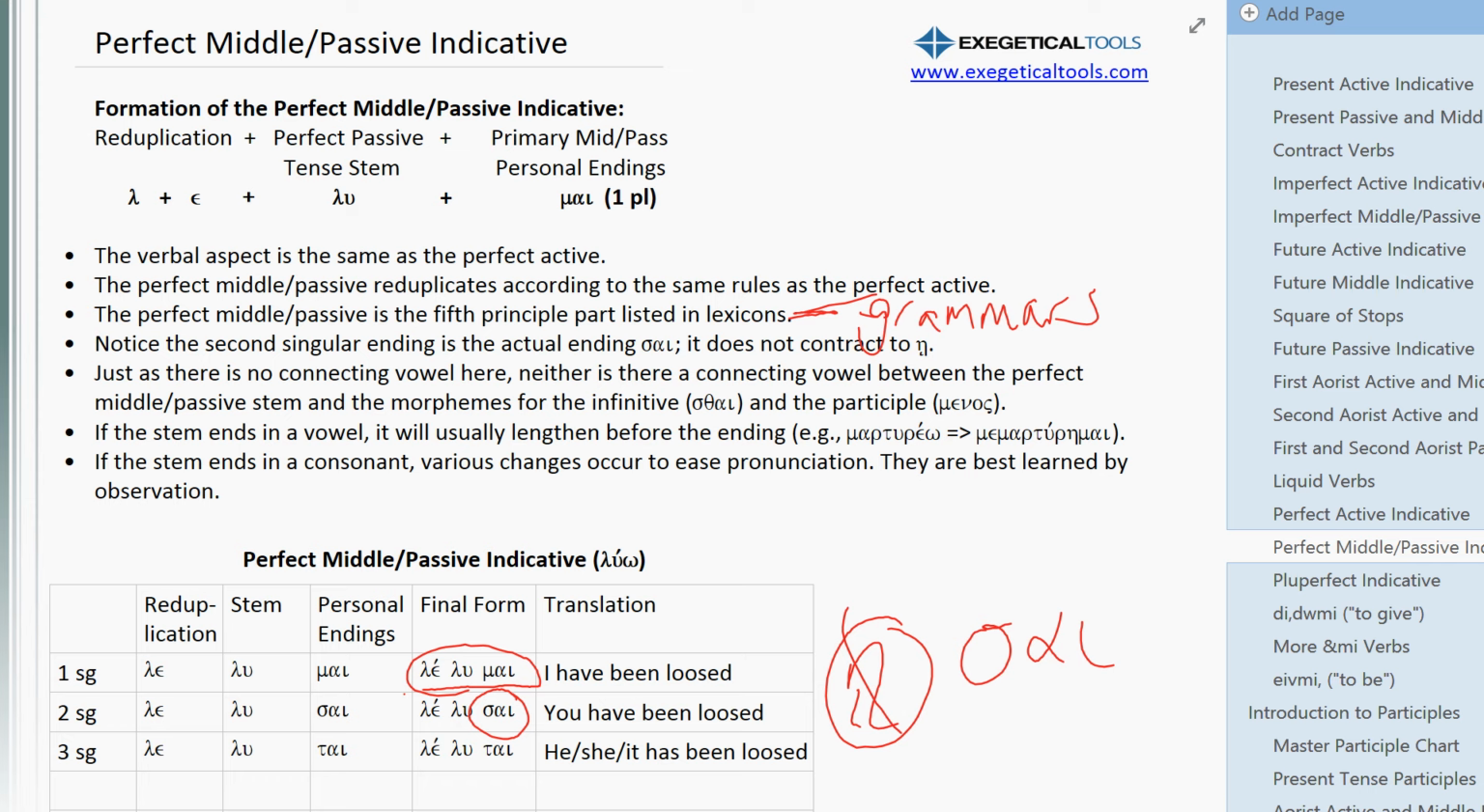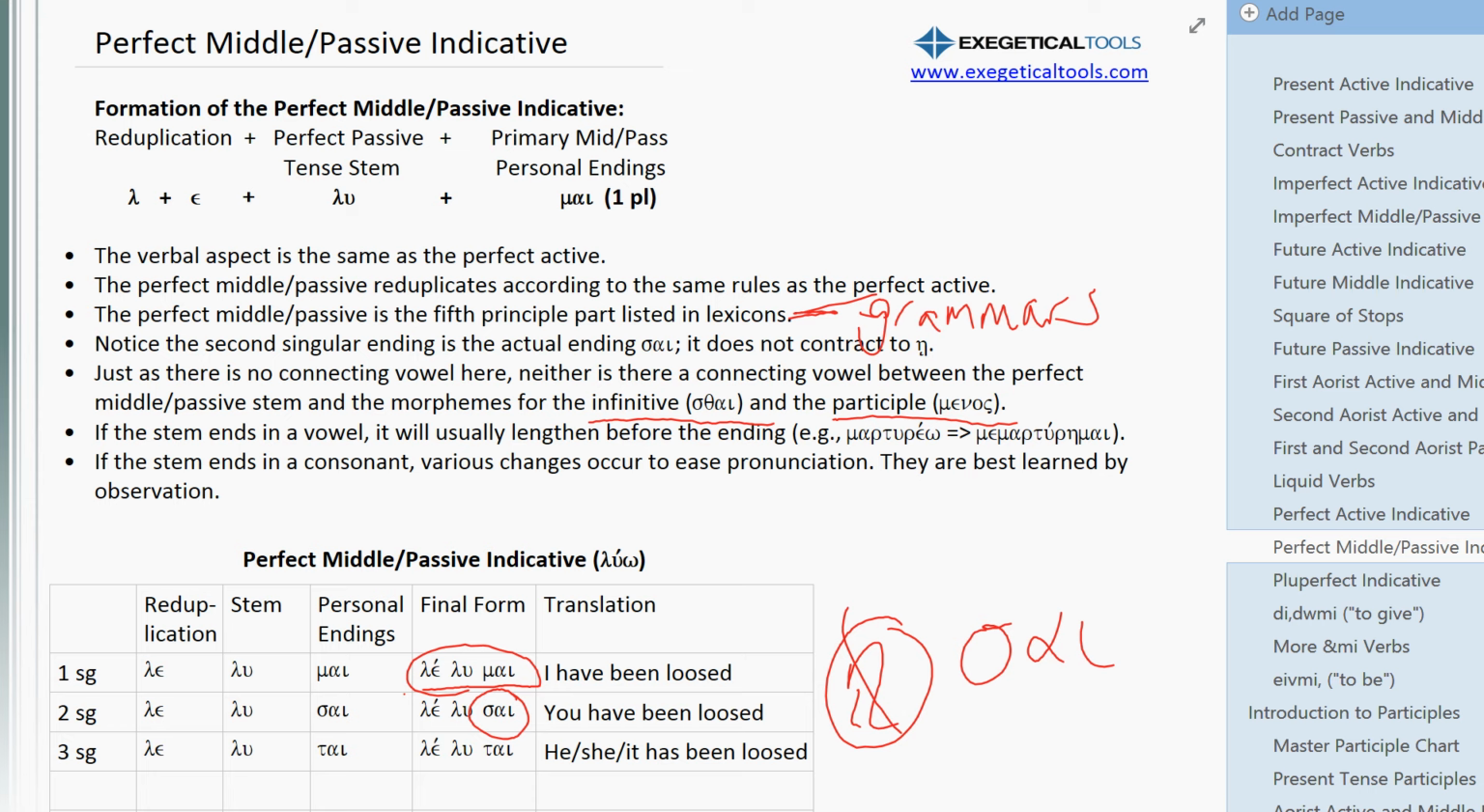And as I said, notice there's no connecting vowel. The same is true with the perfect middle and passive stem and the morphemes for the infinitive and the participle. So with the infinitive, perfect middle passive, and the perfect middle passive participle, there's no connecting vowel. So that's something to remember. That's something that marks the middle passive as distinctive, the lack of a connecting vowel.